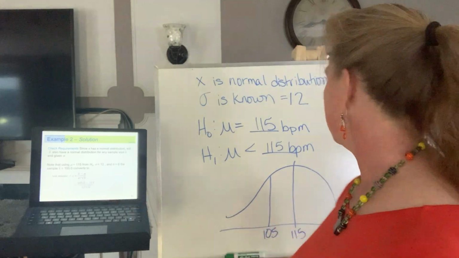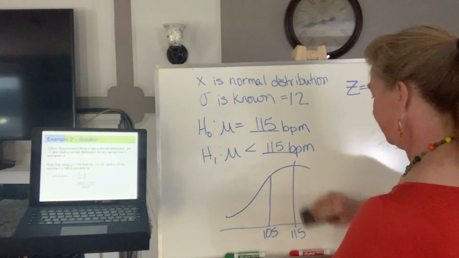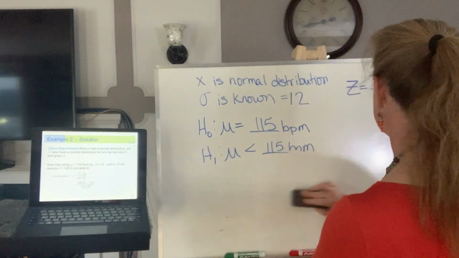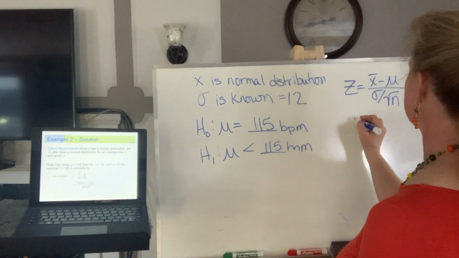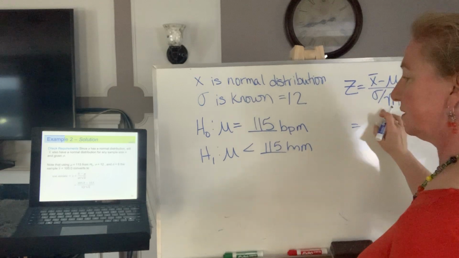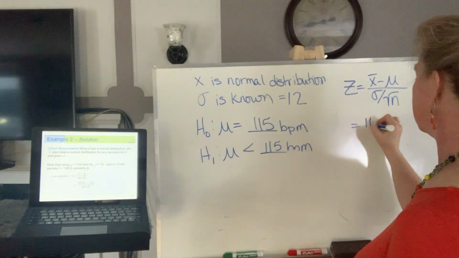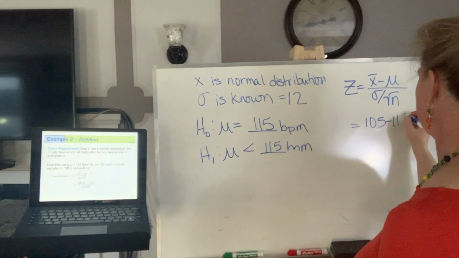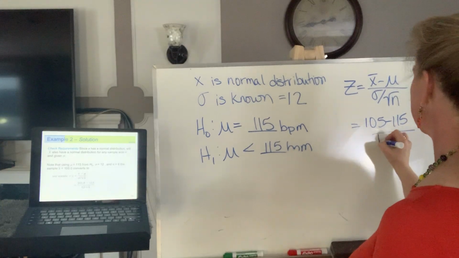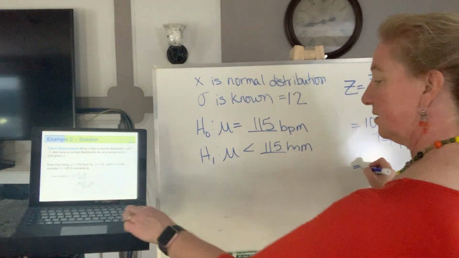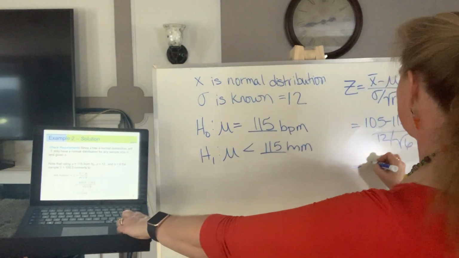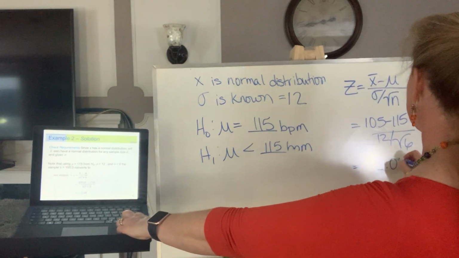So it has a normal distribution because they told us that, and we have n and sigma. So I'm going to do my test statistic. Let me get rid of some space here. So Z equals x bar minus mu over sigma over the square root of n. So I have 105 minus 115 over 12 divided by the square root of 6. So that gives me a Z value of negative 2.04.